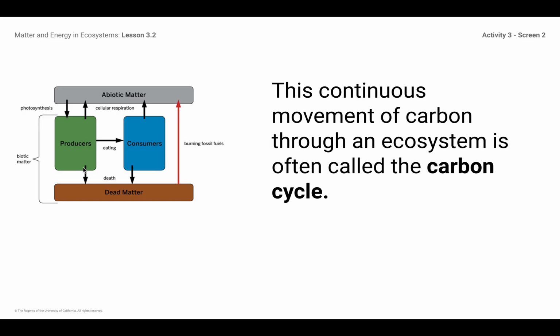So we have this really great cycle of carbon and how carbon moves through the atmosphere, through an ecosystem from abiotic to biotic to abiotic to biotic. And this, you can see, is why it's called a cycle, because it's just continuing to go on and on and on. It repeats on and on.